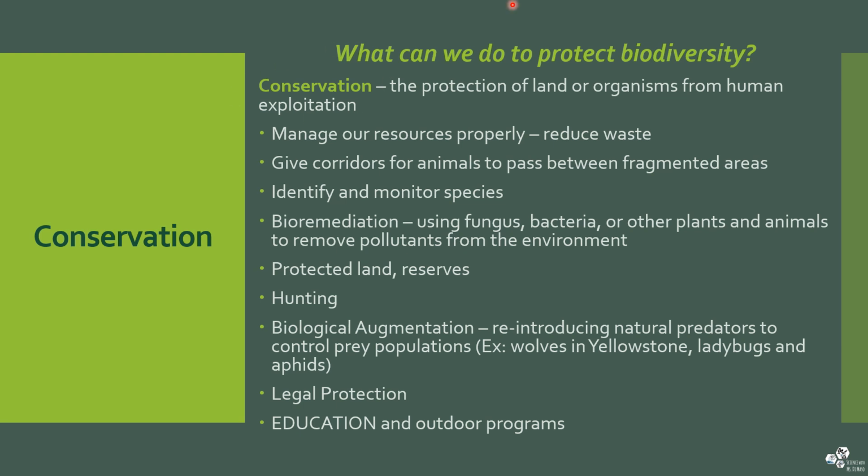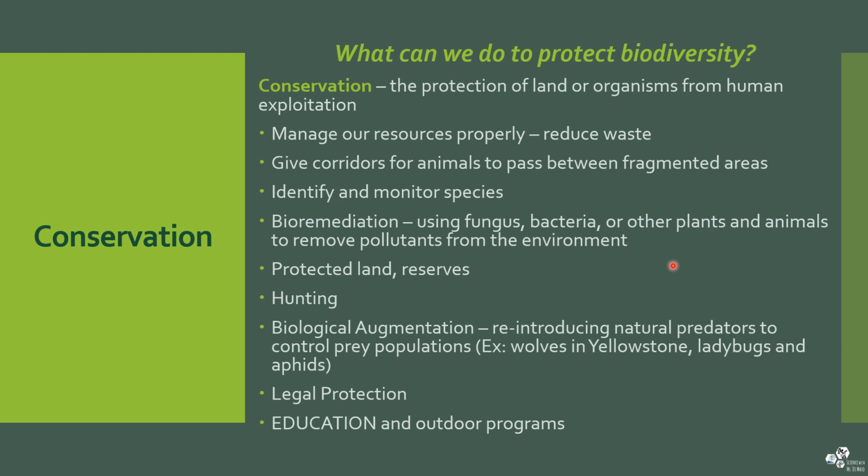The first one is conservation. This is basically the protection of land or organisms from human exploitation. We can manage our resources properly. Instead of just indiscriminately deforesting, we can plan things out better, do better city planning so we don't end up taking more of the forest than we need to, disrupting that ecosystem, things like that. We can build more of these corridors for animals to pass between fragmented areas.